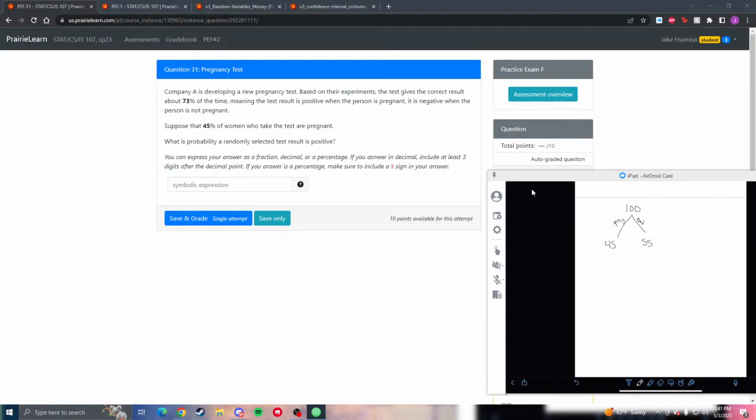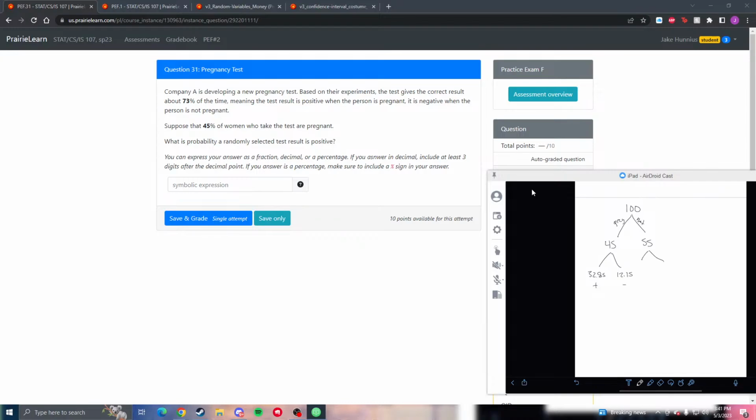So the test is accurate 73% of the time. So it'll correctly label a pregnant woman as pregnant. It'll correctly label 32.85 pregnant women as pregnant, and it will incorrectly label them as not pregnant 12.15 times.